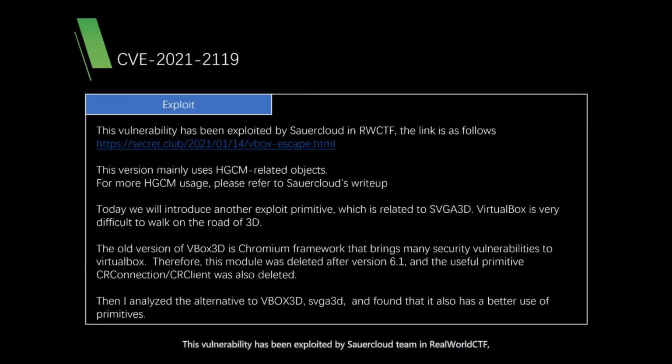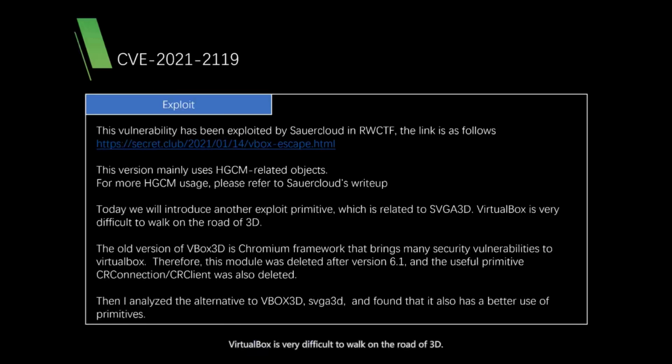This vulnerability has been exploited by several teams in real-world CTF. The write-up link is as follows. Its version mainly uses HGCM-related objects. For more HGCM usage, please refer to the write-up. Today, we will introduce another exploit primitive, which is related to SVGA3D.